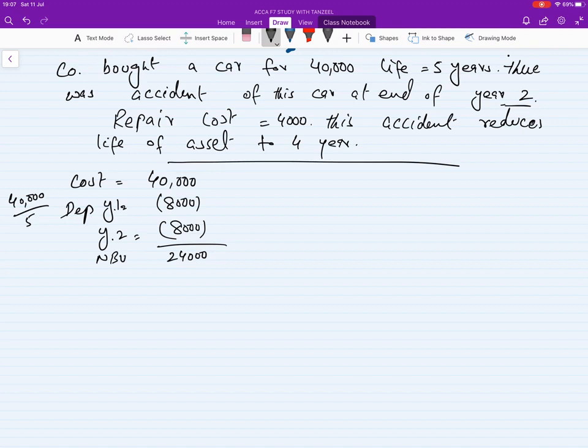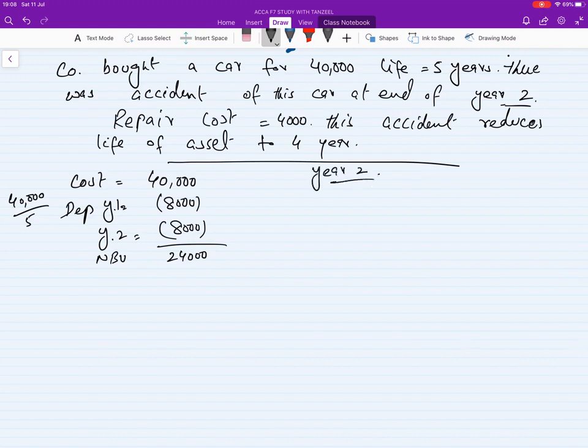Okay, and now you have spent 4,000 as a repair cost. So you can ask yourself, did this give us any economic benefit? Does it increase the life? No. In fact, the accident reduces the life. Any other economic benefit? No. Then the repair cost you can expense this out.